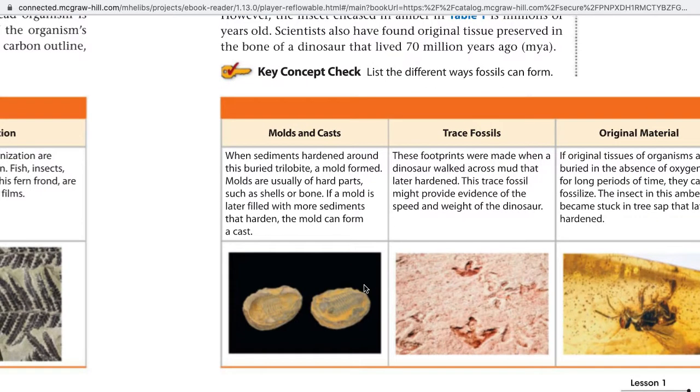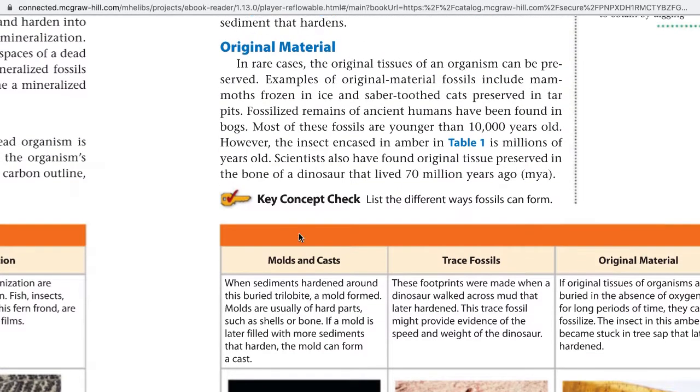So then down here, that's kind of a bad picture. I don't even know what that is. It's a type of aquatic creature. So when sediments harden around this buried trilobite, a mold formed. Molds are usually of hard parts such as shells or bone. If a mold is later filled with more sediments that harden, the mold can become a cast.